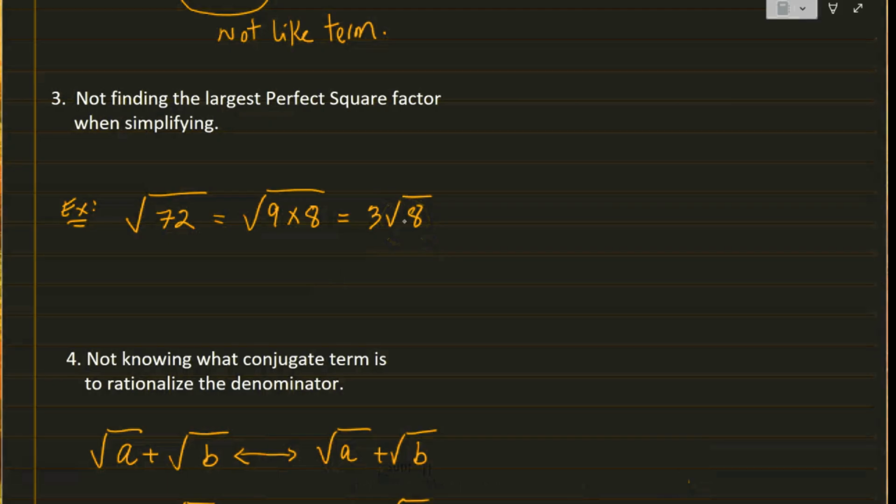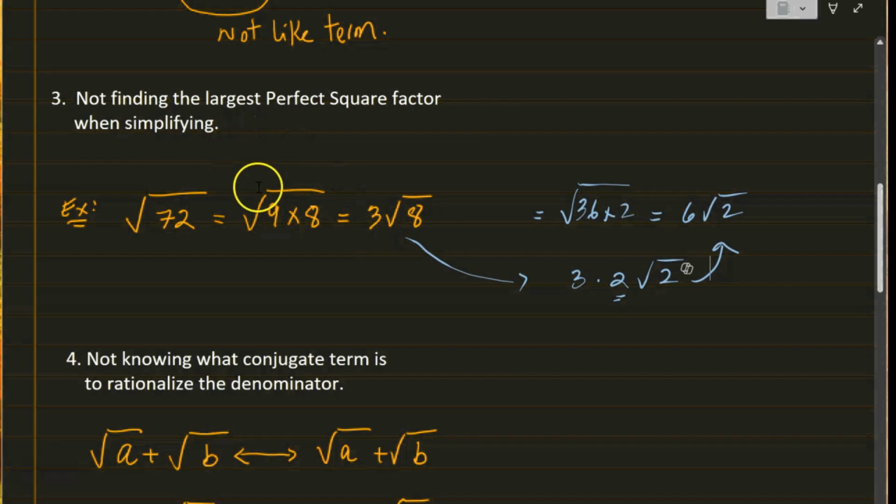We have to go one step further than that. Either you do it right away, you can just start with saying that this is square root of 36 times 2, which ends up being 6 root 2. Or you have to break this down again. This becomes 3 times 2 root 2, because 8 is 4 times 2, and the square root of 4 comes out to be 2, and then that would be it, and the answer will end up being 6 root 2. So you must find the largest perfect square factor when simplifying fully, and that's what you're expected.